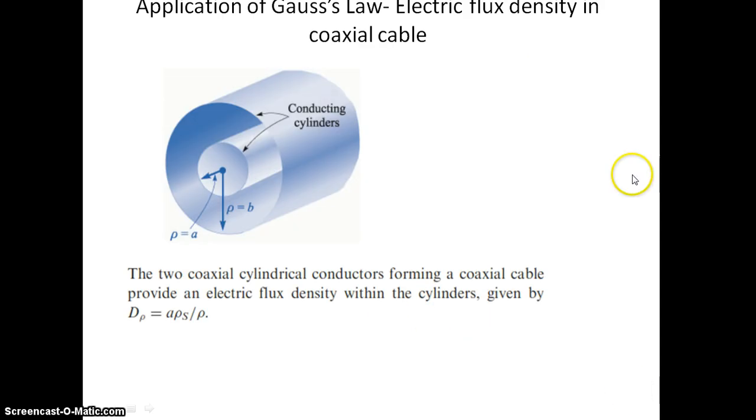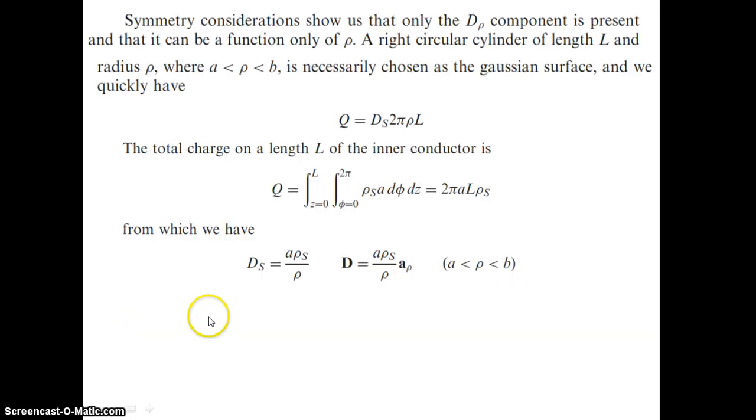Similarly, we can prove for flux density in a coaxial cable. In a coaxial cable, as we know, two conducting cylinders are there, one with inner radius a and another with inner radius b, and the flux density is given by a rho s by rho. So we will derive this.